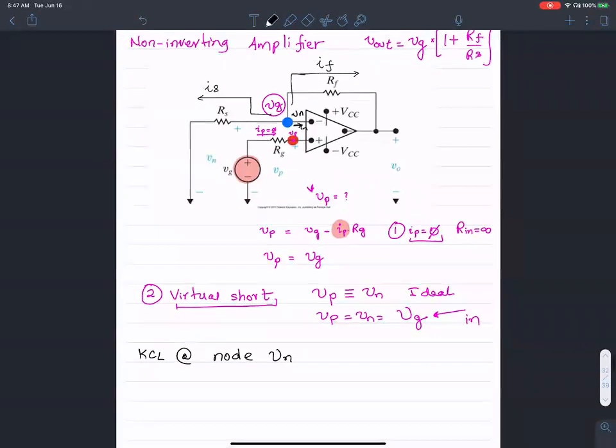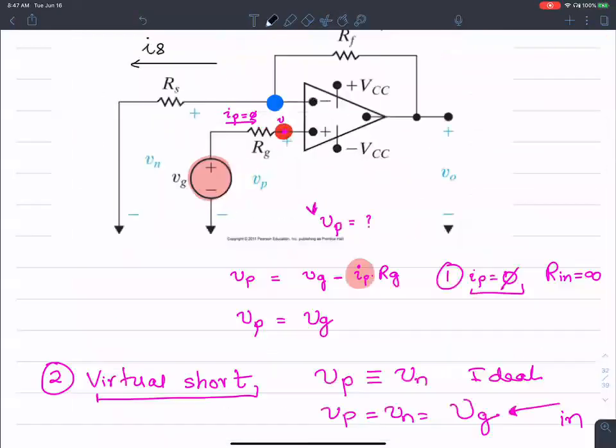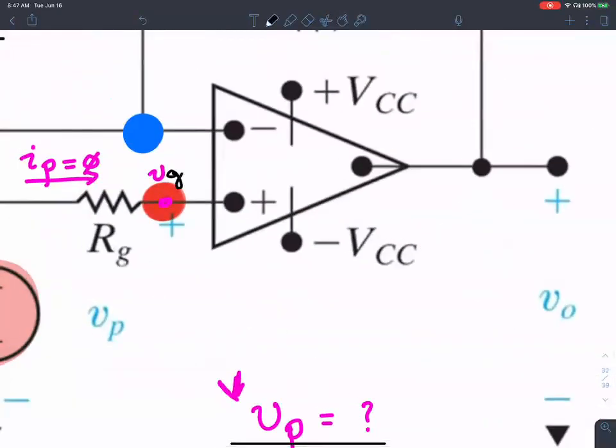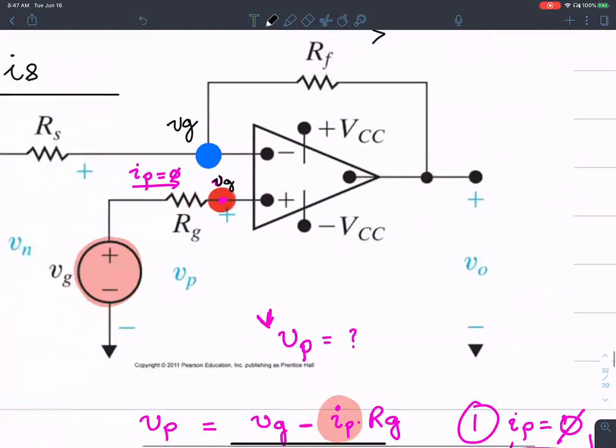Okay, let's apply KCL at node VN. That implies IS, that's the current leaving this node, plus IF, that's the current leaving through this branch, plus IN, that's the current into the op-amp. All of that should equal 0. That's the idea of KCL, right? So let's try to do this. VG, okay, this is VG as well, because of virtual short.